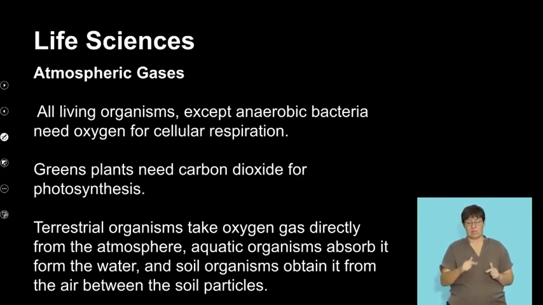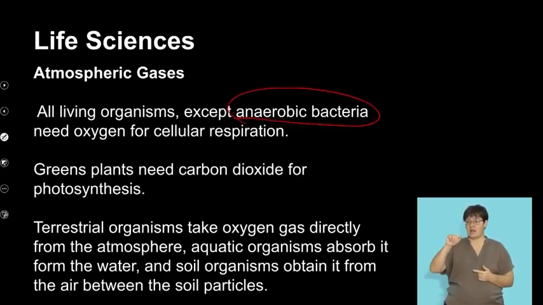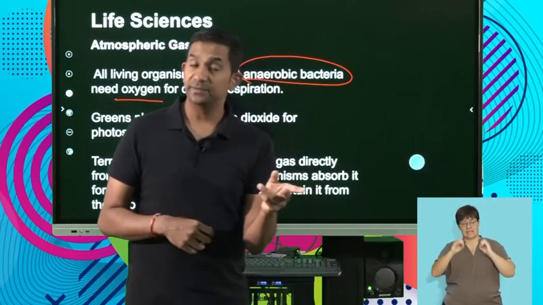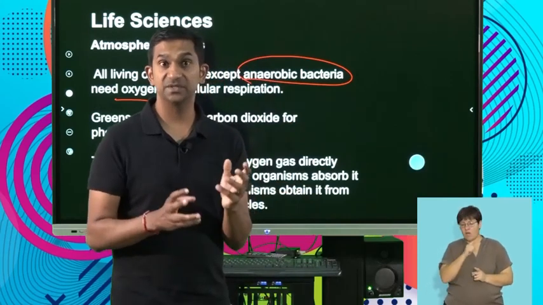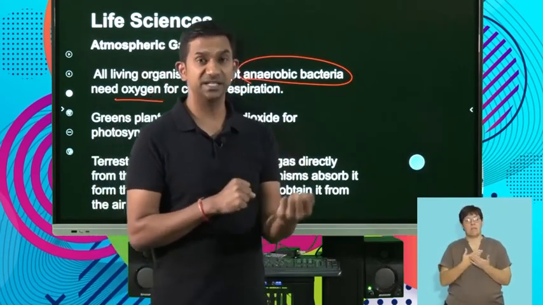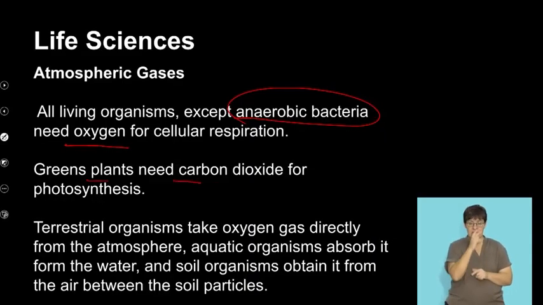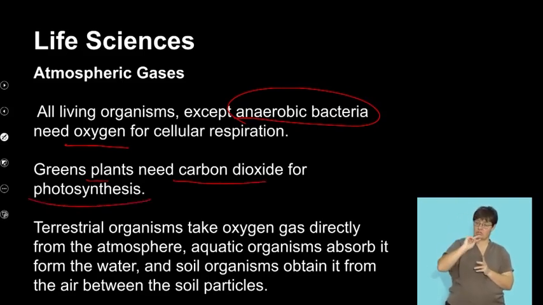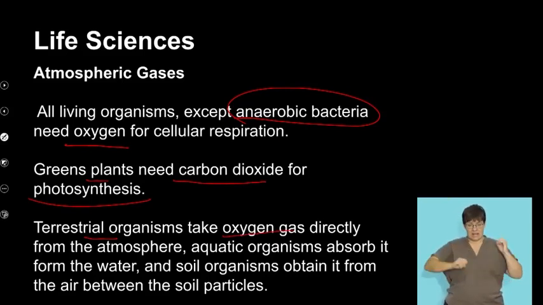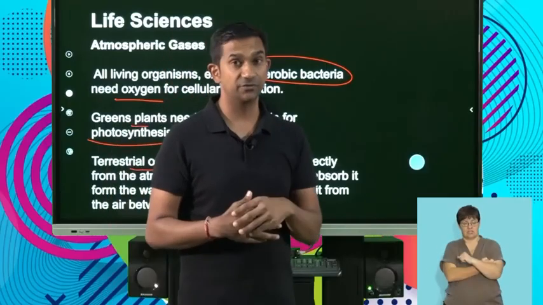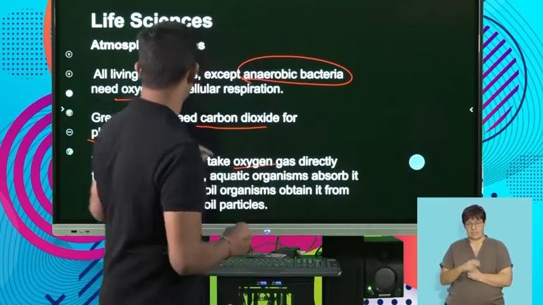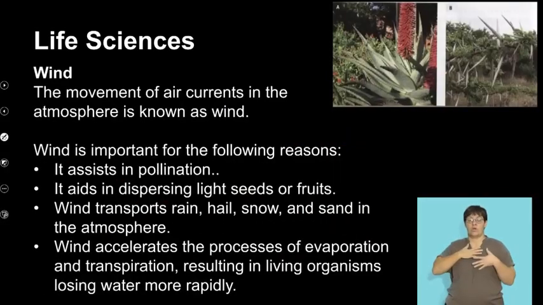All living organisms except your anaerobic bacteria require oxygen for cellular respiration. Anaerobic bacteria are those bacteria that can survive in environments with no oxygen, and so they have the ability to use carbon dioxide for cellular processes. Green plants need carbon dioxide for photosynthesis. Your terrestrial organisms require oxygen, and that oxygen is used for cellular respiration, which is their ability to use the oxygen to produce energy in the form of ATP. And so we need an environment producing large amounts of oxygen.